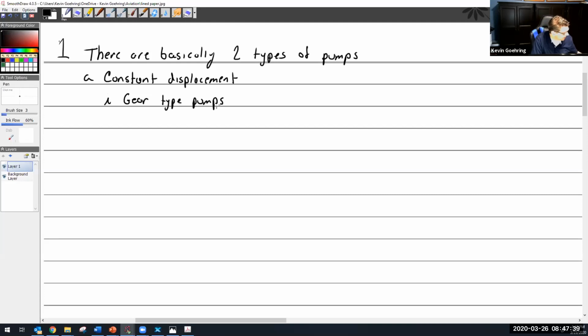It is constant displacement, which is to say that for every single rotation, it will put out a constant amount of fluid. Of course, the faster it moves, the more fluid it's going to put out, and the slower it moves, the less, but it is based upon revolutions. So the gear type pump. Is it positive displacement too, right? Yes, we could also say positive displacement.